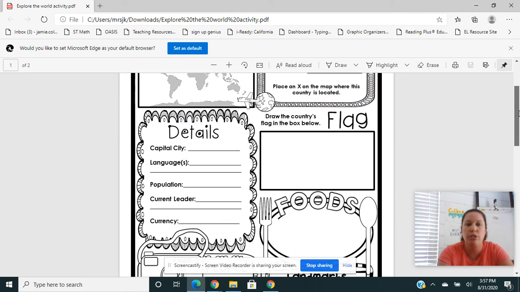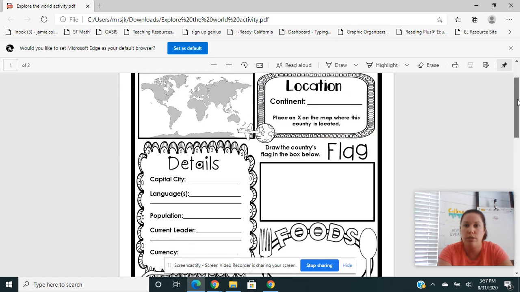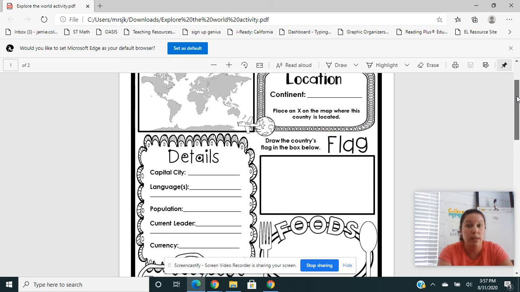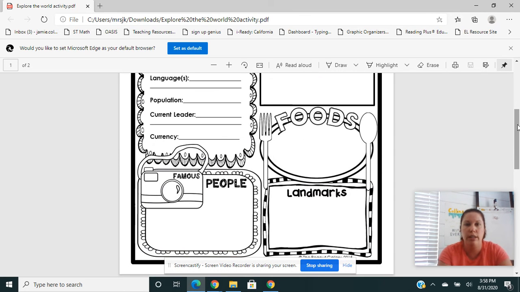Details. I want you to find out what is the capital city of that country, what language is spoken in that country, the population of that country, who the current leader is, and the currency. What do they use as money? Not everyone uses dollars and coins the way that we do. So find out what they use as currency if they use something different. Then you're going to draw the flag of that country here. Maybe draw a picture or list the type of foods that that country eats. Are there any famous people in that country? And then any particular landmarks in that country.